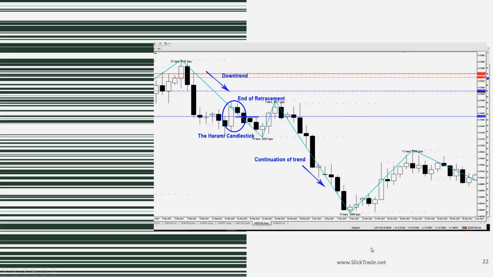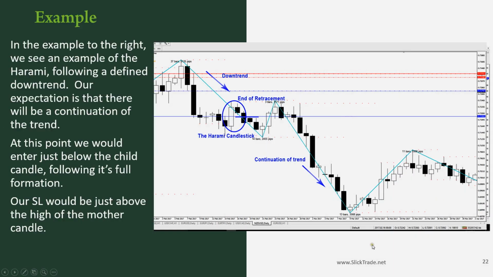So here are some more examples. In this example to the right, we see an example of the Harami following a defined downtrend. Our expectation is that there will be a continuation of the trend. At this point, we would enter just below the child or baby candle, following its full formation. Our stop loss would be just above the high of the mother candle.